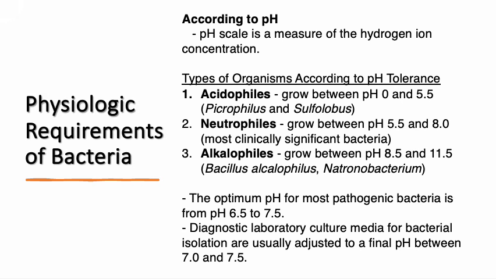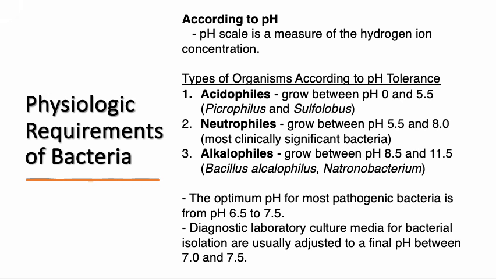Now, another is we can call bacteria neutrophiles if they can tolerate or grow between pH 5.5 to 8. Most clinically significant bacteria that we can encounter in the hospital setting fall under the neutrophiles. We call bacteria alkalophiles if they can grow between pH 8.5 and 11.5. Examples of these bacteria are Bacillus alkalophilus and Natronobacterium.